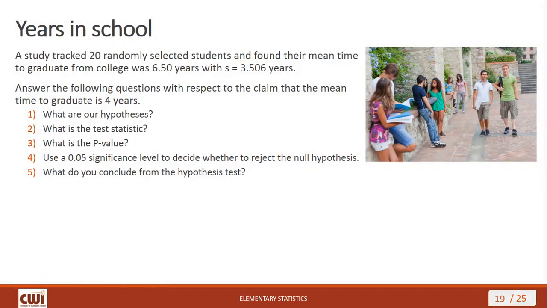Let's look at one more example to make sure that we understand this process thoroughly. A study checked 20 randomly selected students and found their mean time to graduate from college was 6.5 years, with a standard deviation of 3.506 years. Answer the following questions with respect to the claim that the mean time to graduate is 4 years. Notice we have the same 5 questions from the previous example. So again, let's look at these one at a time.